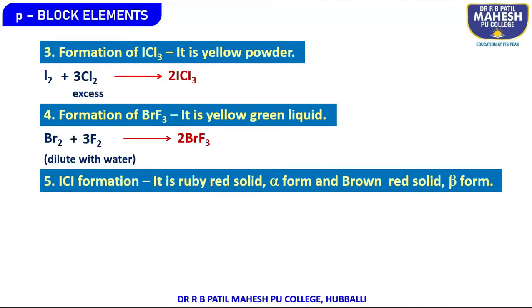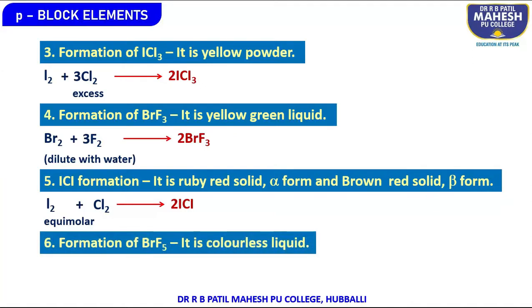ICl formation, it is a ruby red solid in the case of alpha form and brown red solid in the case of beta form. So it is obtained by equimolar amounts of I2 and Cl2 to form 2ICl. The formation of bromine pentafluoride, it is a colorless liquid. Bromine reacts with the excess of fluorine to form bromine pentafluoride.